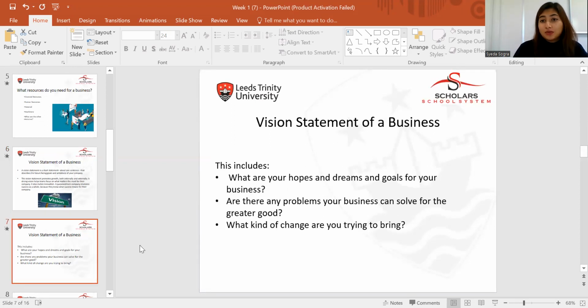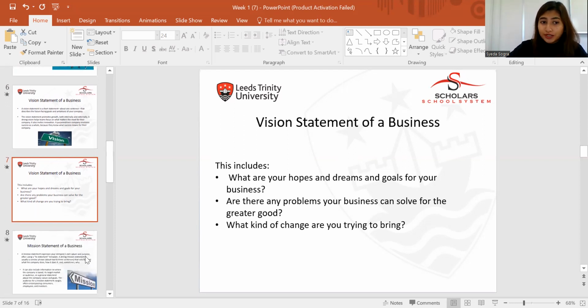So when we do a business, our vision statement consists of the hopes, dreams and goals for our business. Any problem we are solving would be for the greater good. Any gap we are fixing would be a greater good to include in the vision statement. And also what kind of change we're trying to bring.